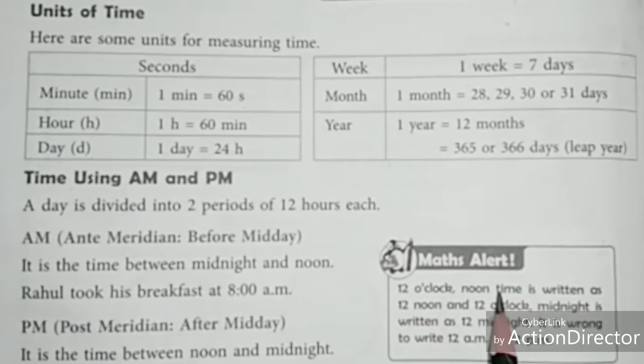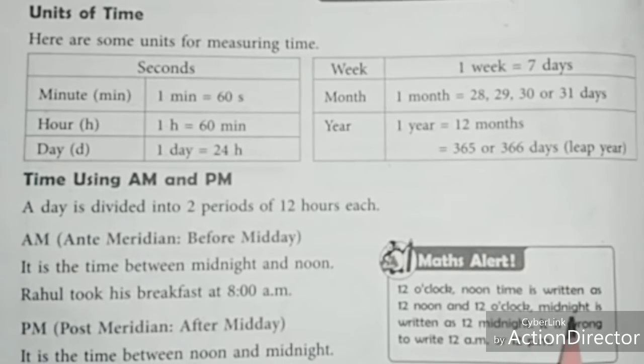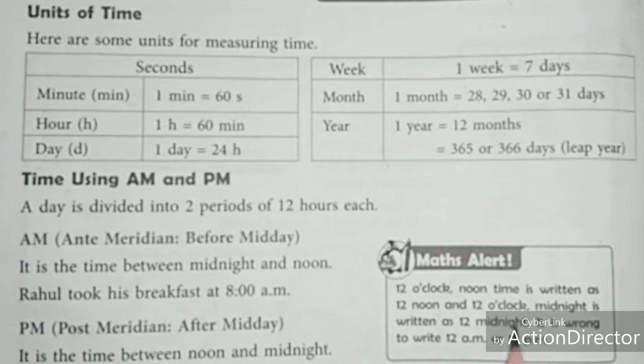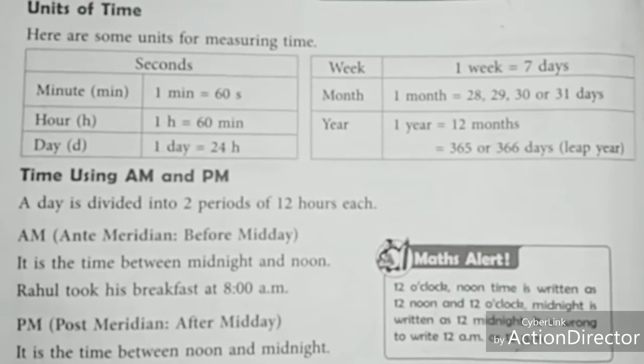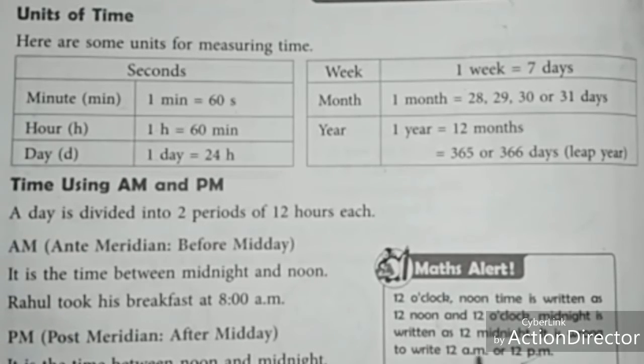12 o'clock noon time is written as 12 noon, and 12 o'clock midnight is written as 12 midnight. It is wrong to write 12 am or 12 pm. So you will remember these things.